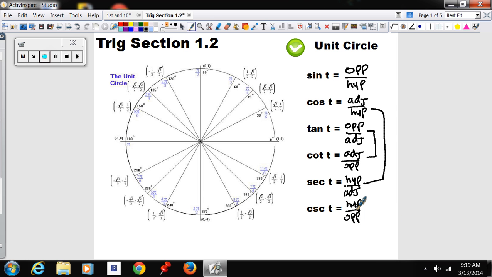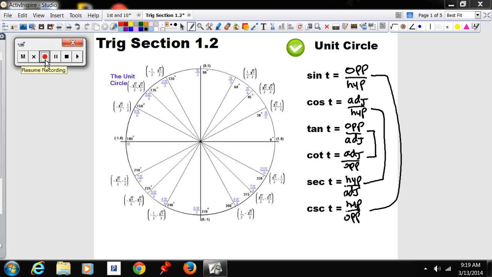So you've got three extra ones now, and they match up with our three other ones. They're just reciprocals. Right now they just flip over. That's all we need to know. They flip over. Okay, so there are the first couple of trig functions.